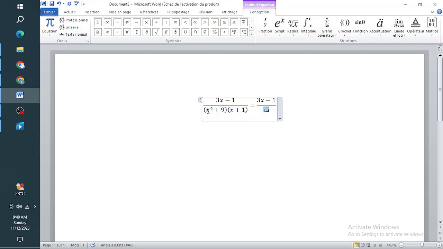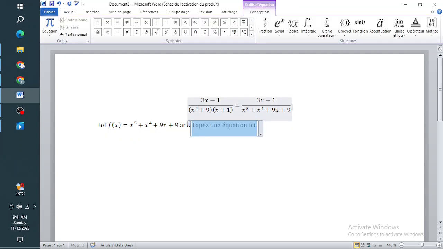If you expand the denominator, we have x to the power 5 plus x to the power 4 plus 9x plus 9. So the objective is to resolve this into partial fractions. I'll start by giving you the polynomial in the denominator. Let f of x equal x to the power 5 plus x to the power 4 plus 9x plus 9, and g of x equal x plus 1.